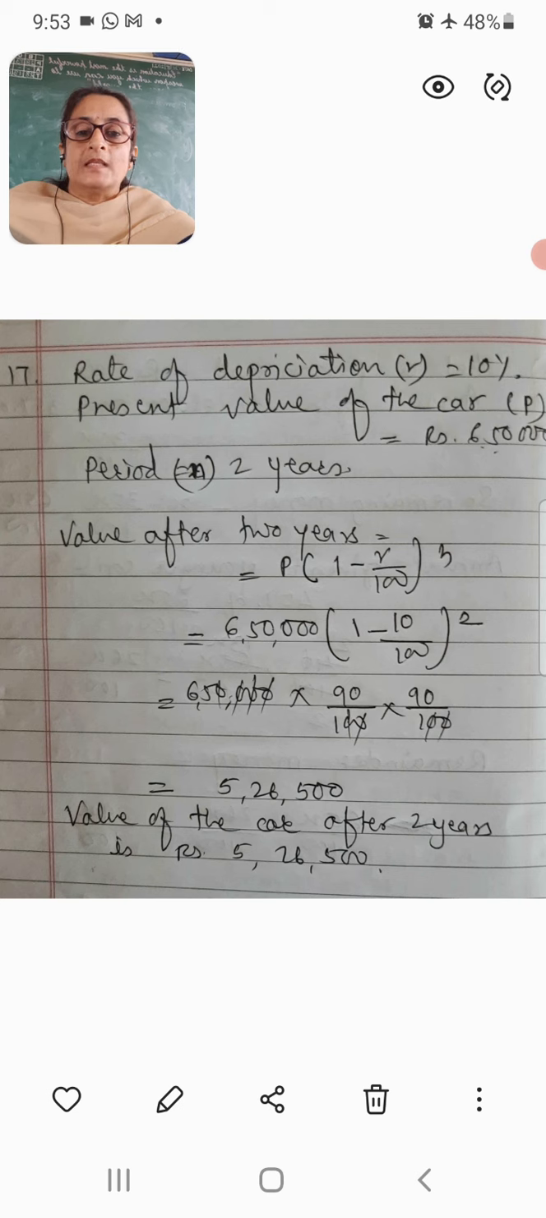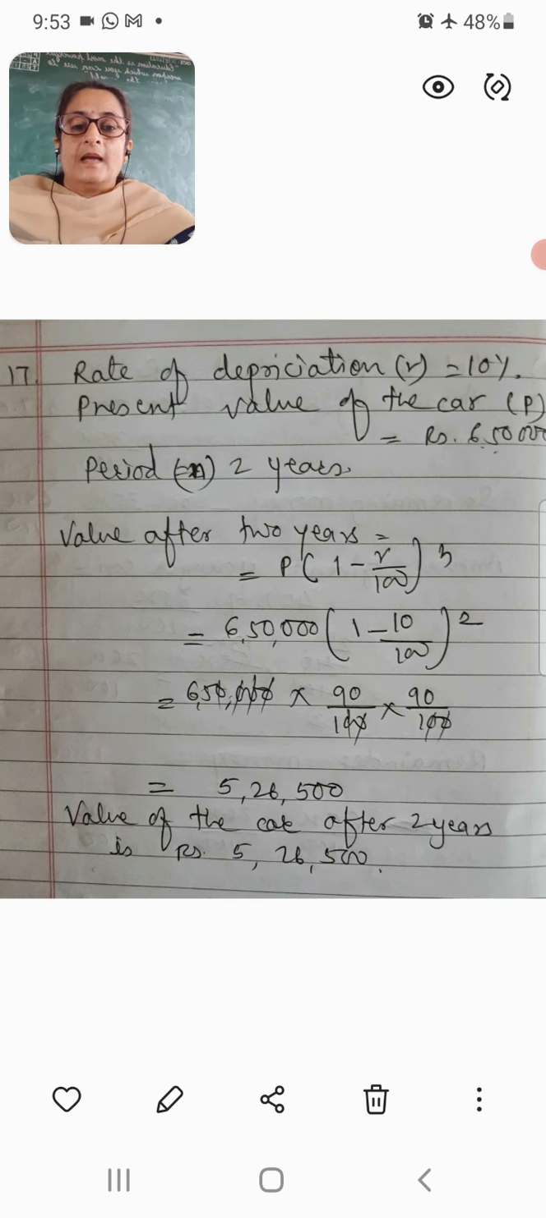Here P is the original value, R is the rate of depreciation, and N is the term, or how many years it is. So P is the original price, which we have taken as 6,50,000 rupees. In the bracket, 1 minus R is taken as 10 upon 100, because the rate of depreciation is 10%, and the whole bracket is raised to 2 because the term is 2 years.